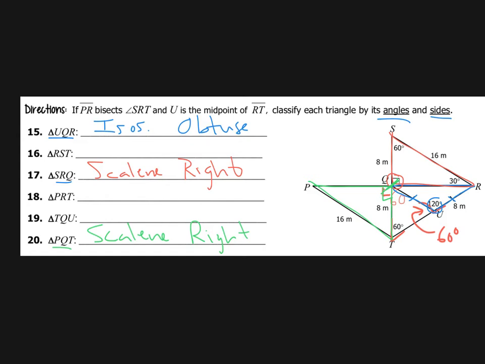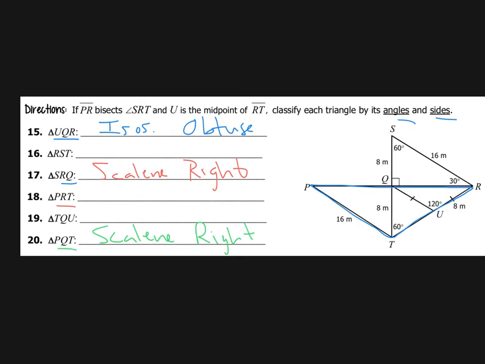How about one more for good measure? So how about PRT, one more red one. So P to R to T. I'm going to clean this up a little bit. I've cleaned this up a little bit, but because this was 60 and this was 60 right here, so because those two are 60, that would have made triangle TQU equilateral.